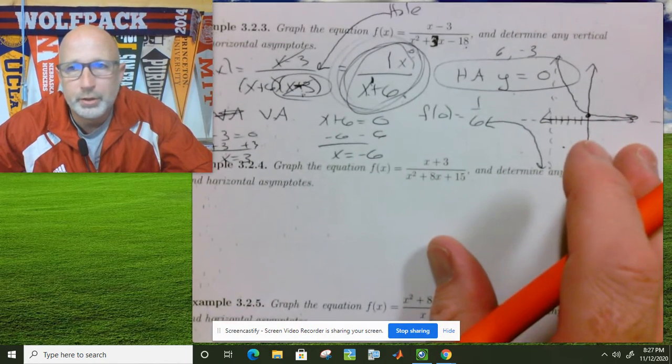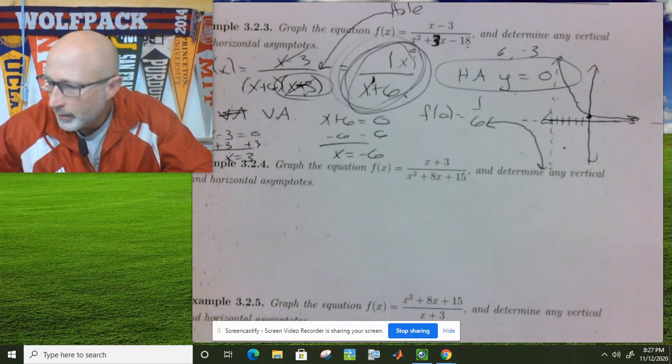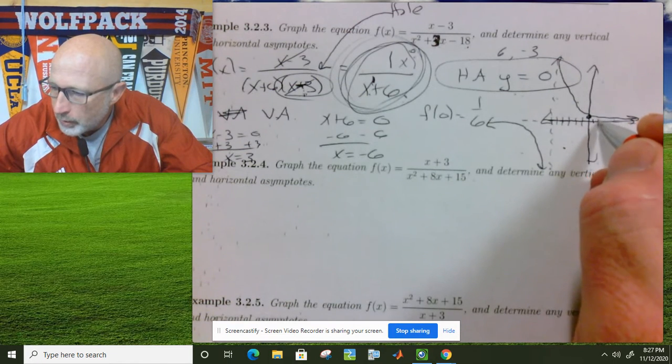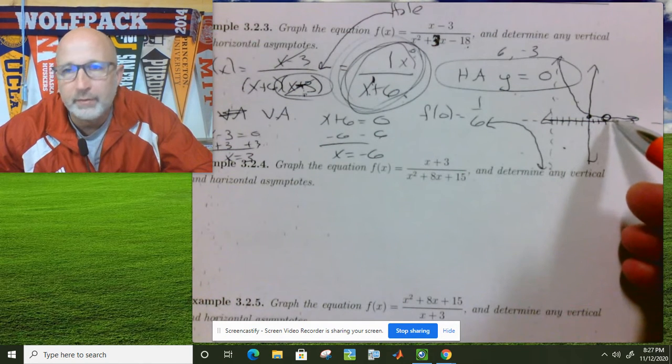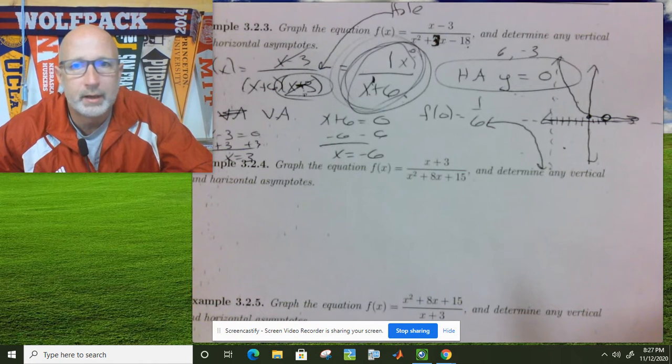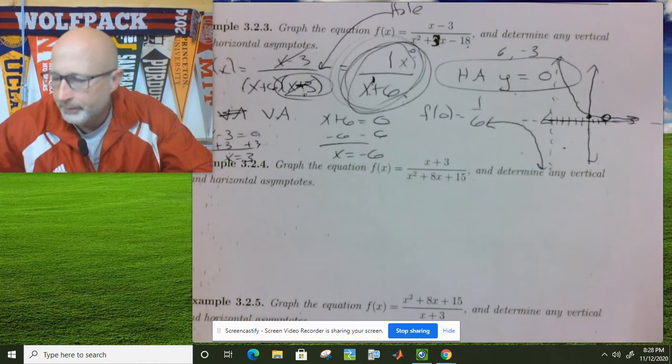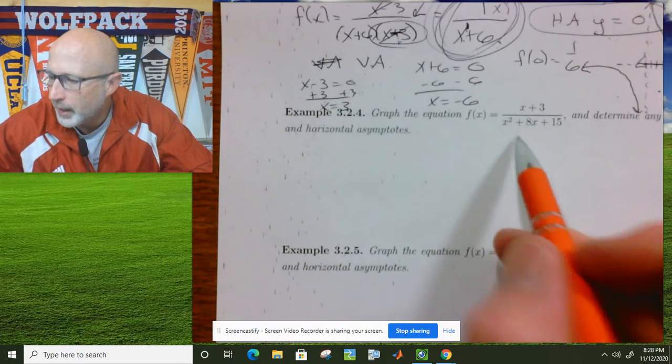Okay, so here's how you handle it. You go over to 3, 1, 2, 3, and you draw a hole there. This hole is representative that you cannot plug in 3 to that equation. Okay, so that's where we are. Let's go ahead and try this one now.